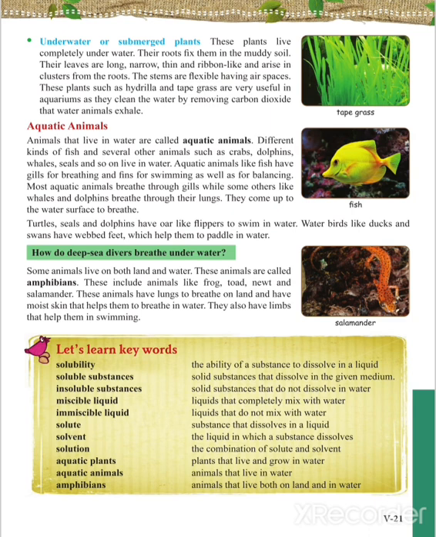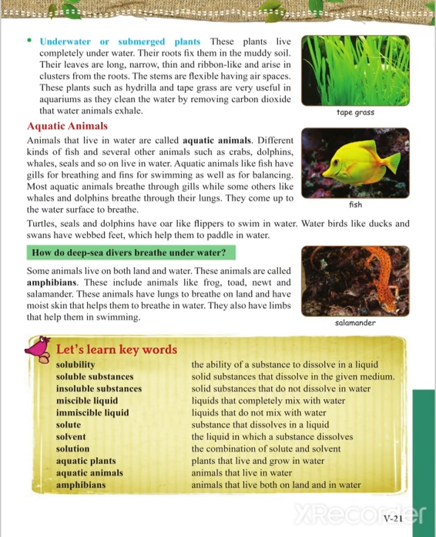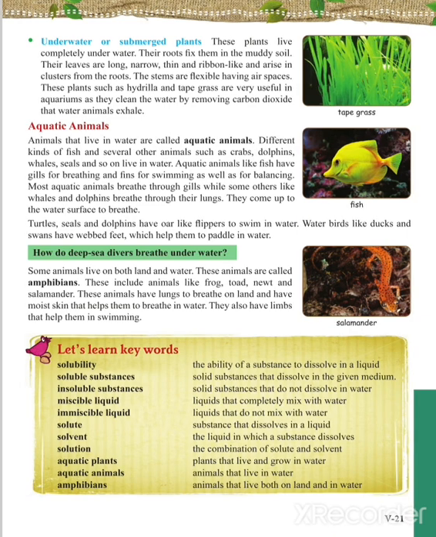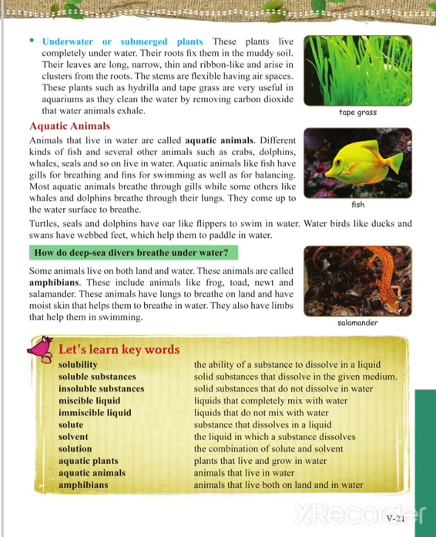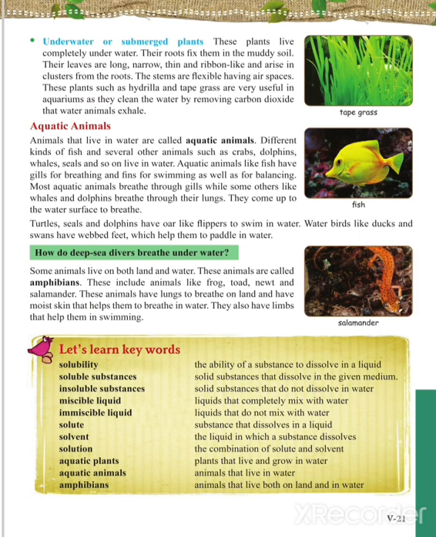Many times when we go to seas or oceans, we find these animals coming on top of the water surface. This is just to breathe. Some animals like turtles, seals, and dolphins have oar-like flippers to swim in water. And birds like ducks and swans have webbed feet which help them to paddle in the water.